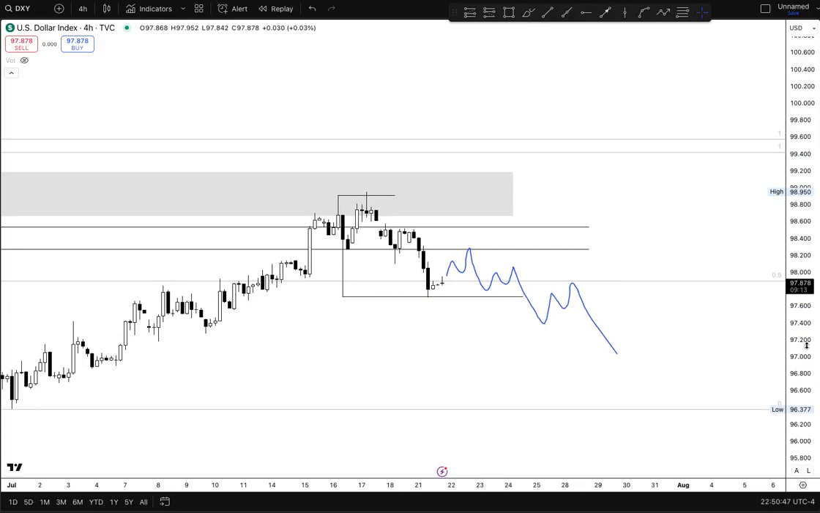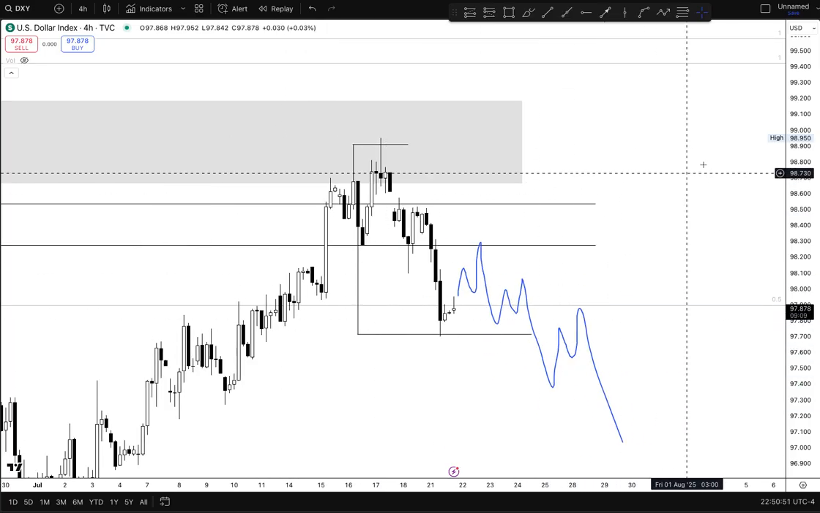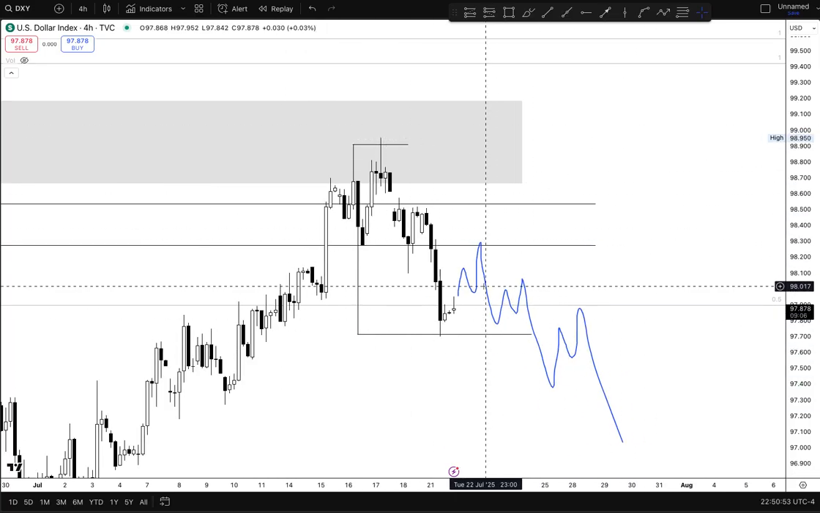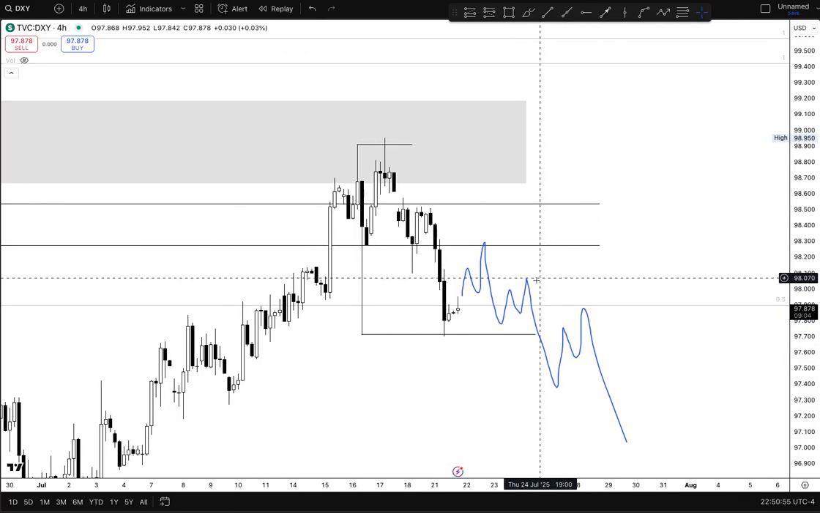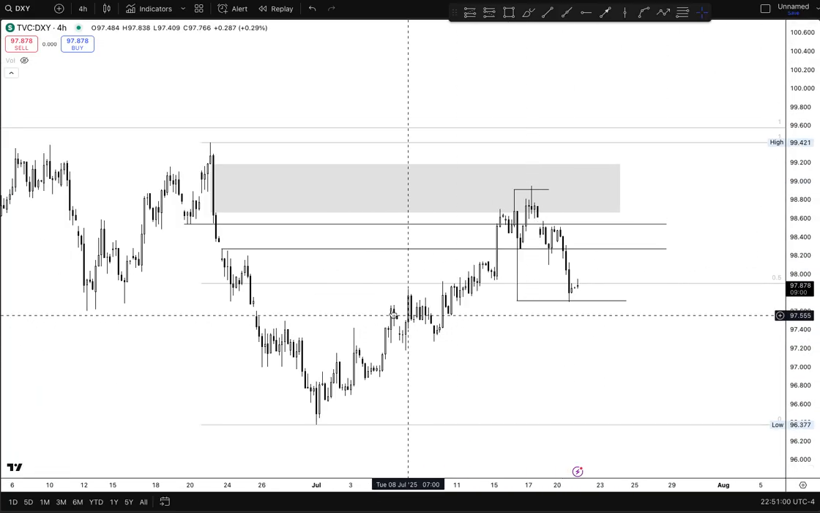It looks like we did take out this low, actually. Yeah, we did take out this low already here. So I think right now I'm leaning towards bearish on dollar.